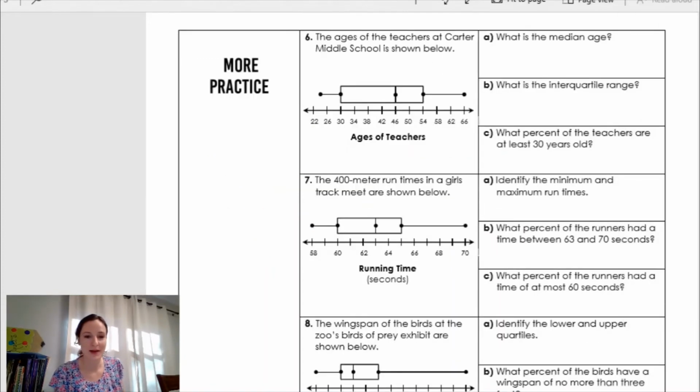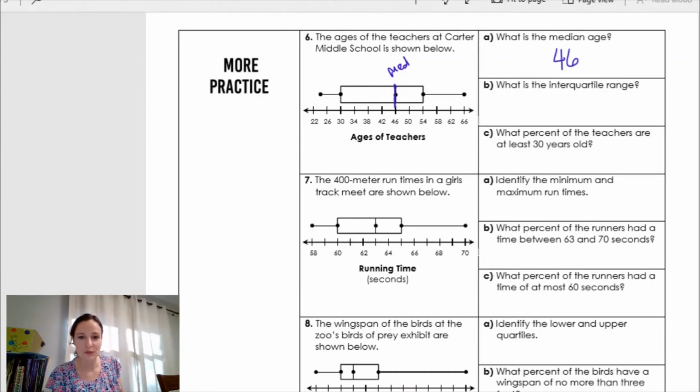Now let's look at some problems where we're going to interpret some information given some box and whisker plots already. So what's the median age? Remember, your median is where this middle line is. So median is here. And so the median age of teachers at Carter Middle School is 46 years old.